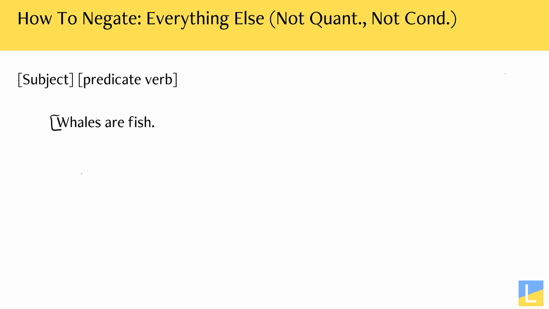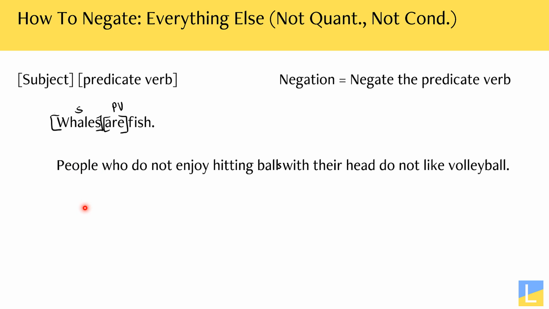Whales is the subject, are is the predicate verb, and to negate this type of sentence, all we do is negate the predicate verb. That's why it becomes whales are not fish. Let's take a look at this next example. People who do not enjoy hitting balls with their head do not like volleyball.